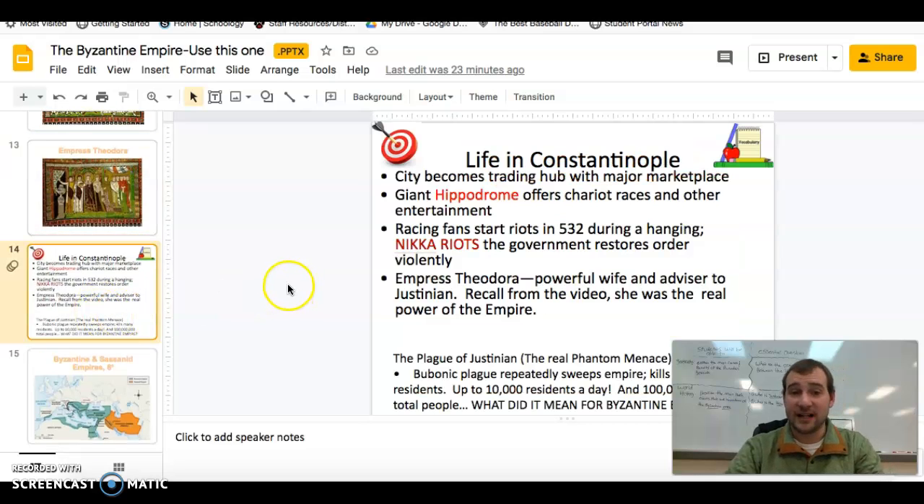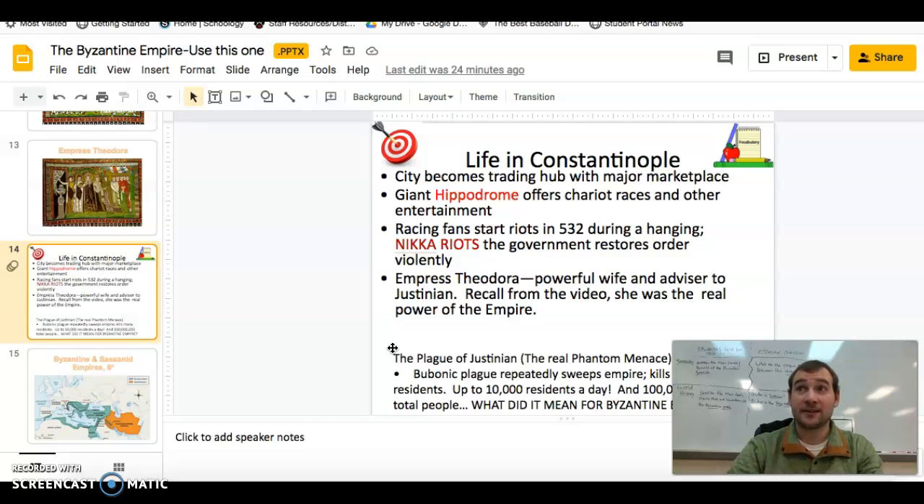All right, so life in Constantinople. The city became a trading hub with a major marketplace. Obviously, it's going to be a flourishing place with business and travelers. Population skyrockets. They have this thing called a hippodrome. And the hippodrome is very similar to Circus Maximus in Rome. It's just the chariot races, right? It's the place with the big circle, oval, very similar to NASCAR, right? They offer chariot races and other entertainment, but the thing I want to stop right here is, here's the most interesting story that comes out of this piece.